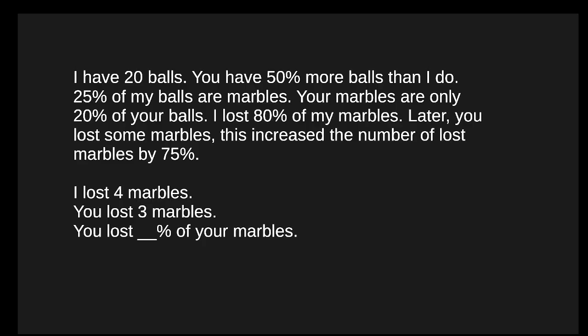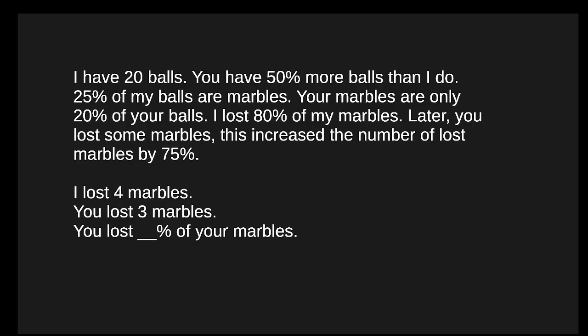Let's do the calculation. First, it's the 20 balls times 50%. That's 20 times 50 divided by 100, that's 10 balls. But that's the amount more that you have. You have 10 more balls than I do. That's not 10 total balls. So the next thing is 20 plus 10. Because it's more, you add that to my number. So you have 30 balls.